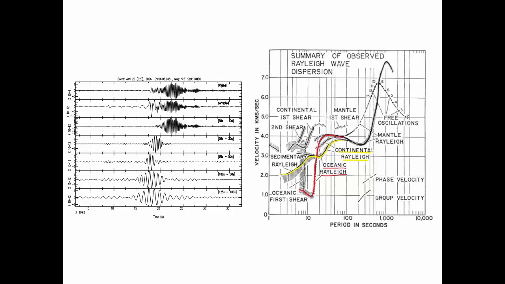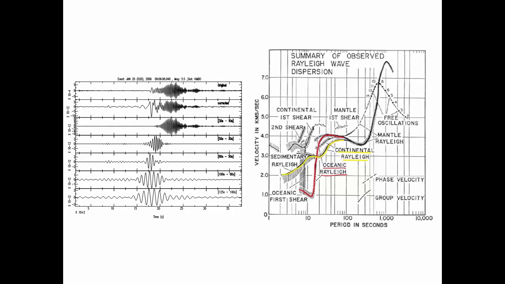The red curve that I've highlighted here is the group velocity for an oceanic Rayleigh wave, and you can see that at 10 seconds it's low and then it rises quickly, and by the time you get to 20 seconds it's up here at 4 kilometers per second, very fast. And that's because it's sampling the fast oceanic crust.